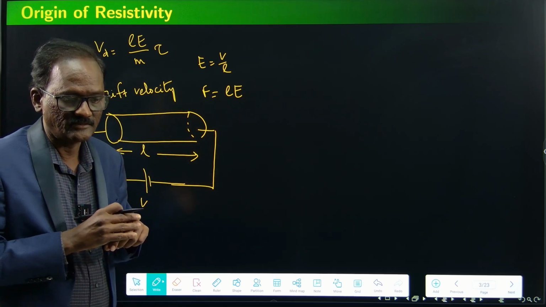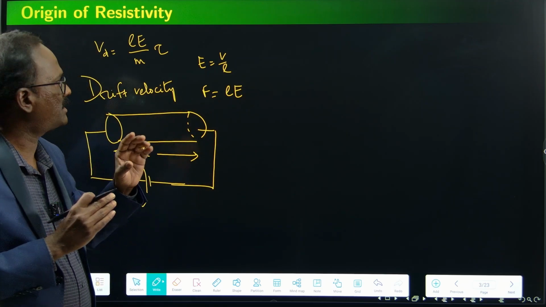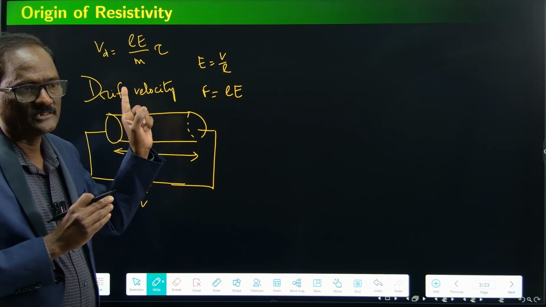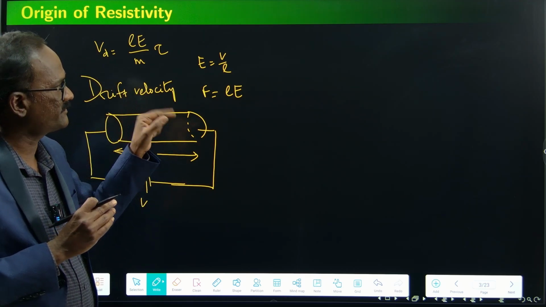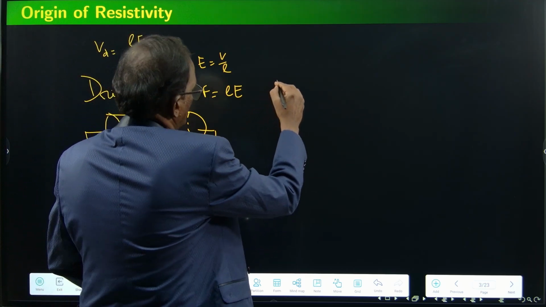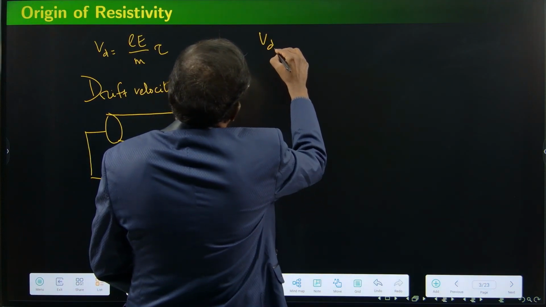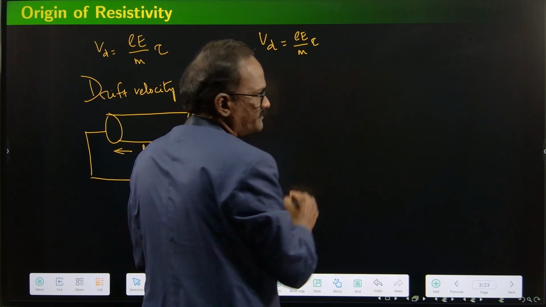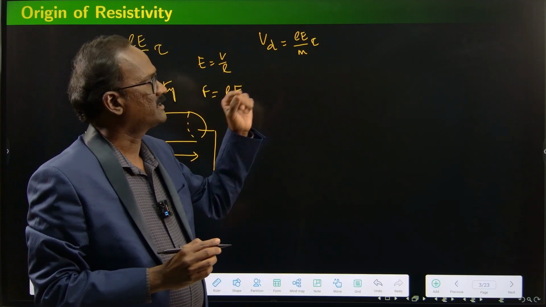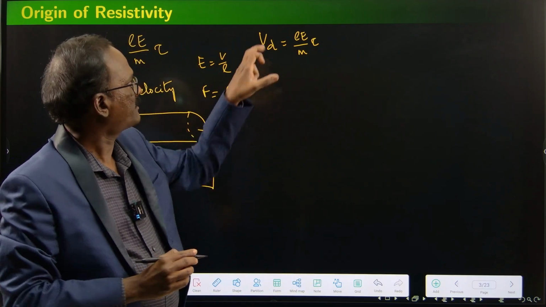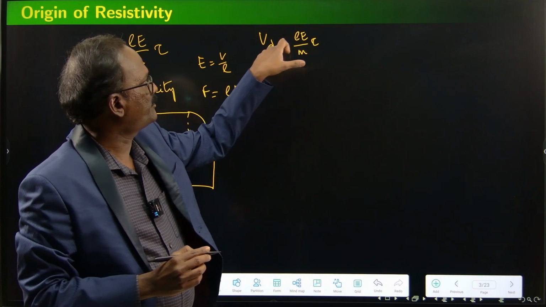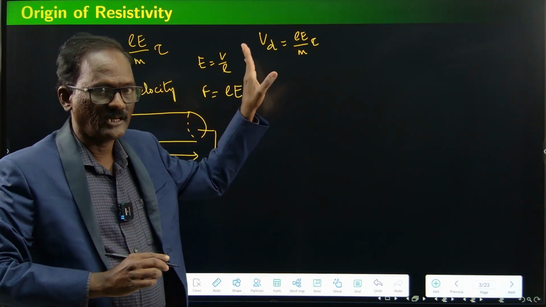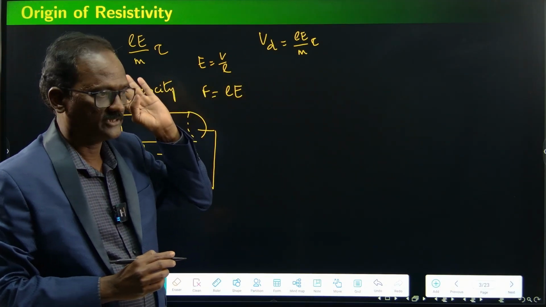Anyhow, let us have a quick recap on this drift velocity, because this is the origin of resistance and resistivity, right? Drift velocity, the equation we wrote as Vd is equal to eE by m into tau. Only the magnitude I have written, right? If you write it in vector form, you can put a bar over it and over E, then the minus sign will come. Only the scalar value of drift velocity I have written, right?